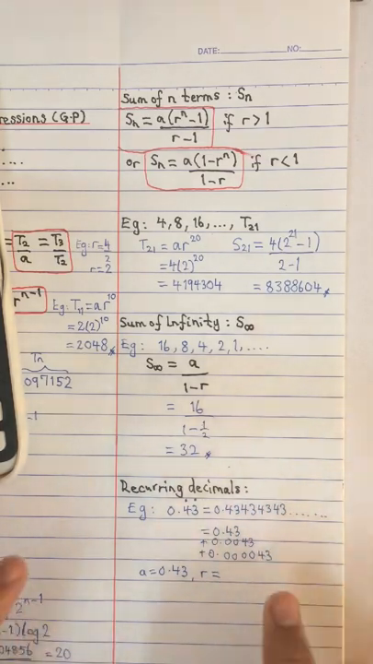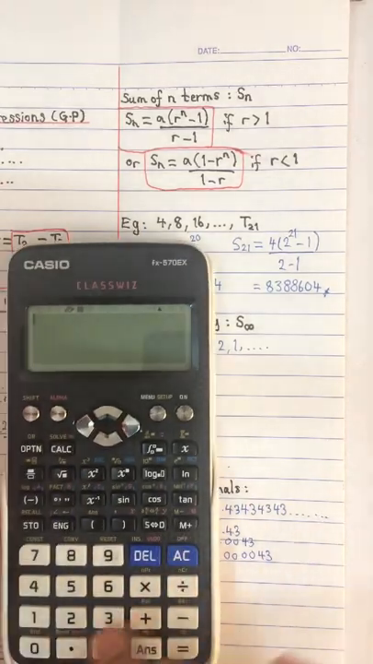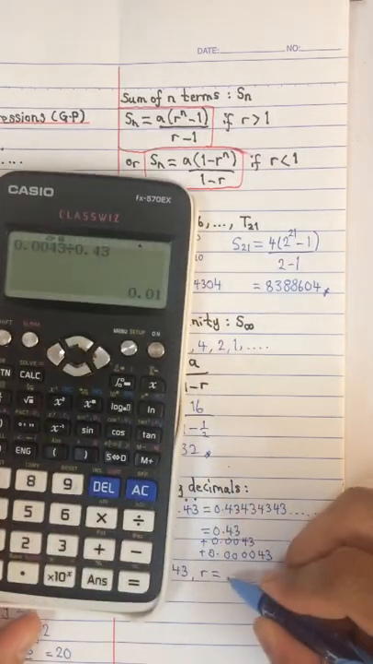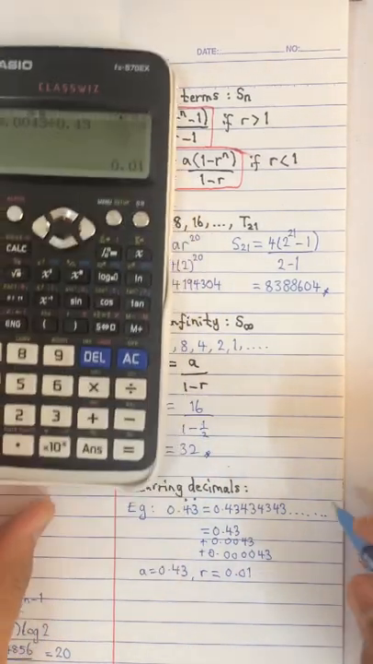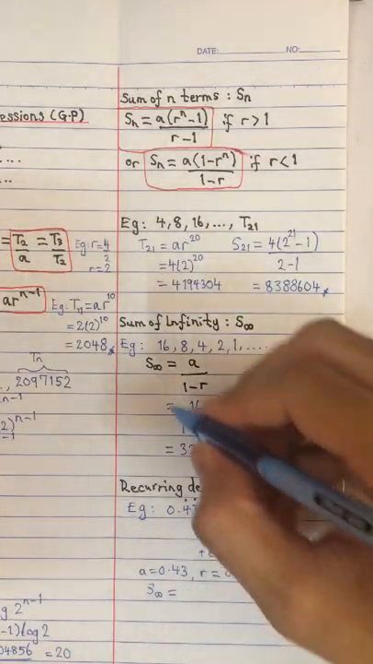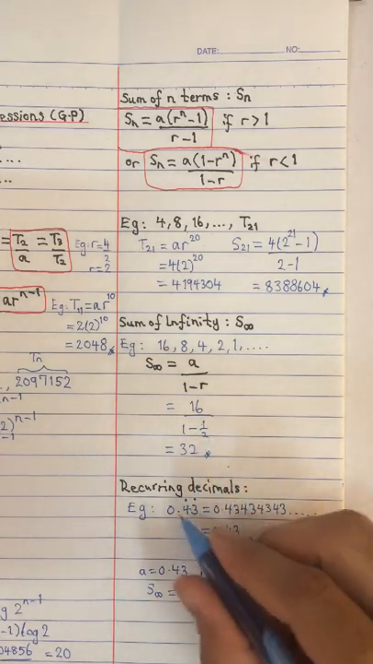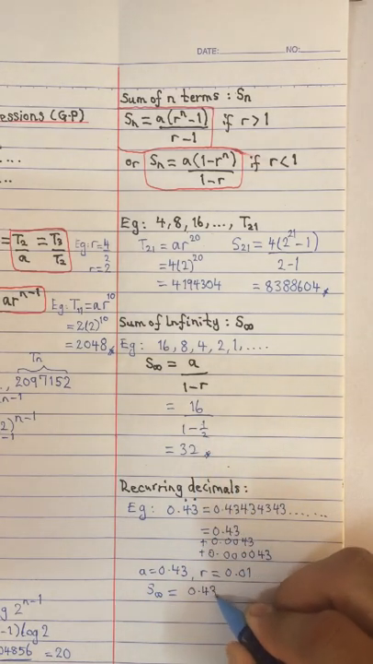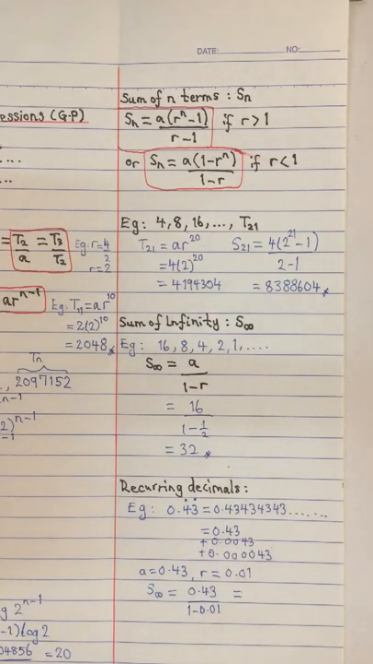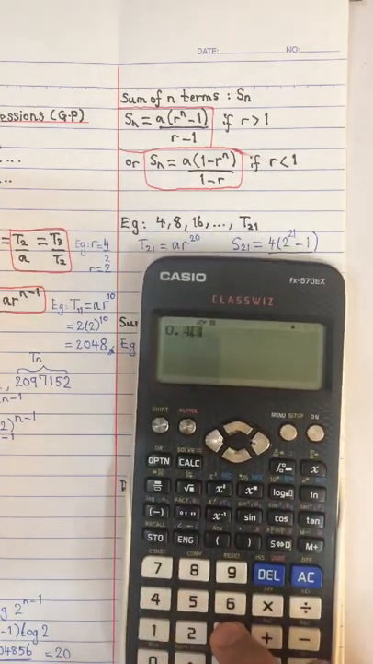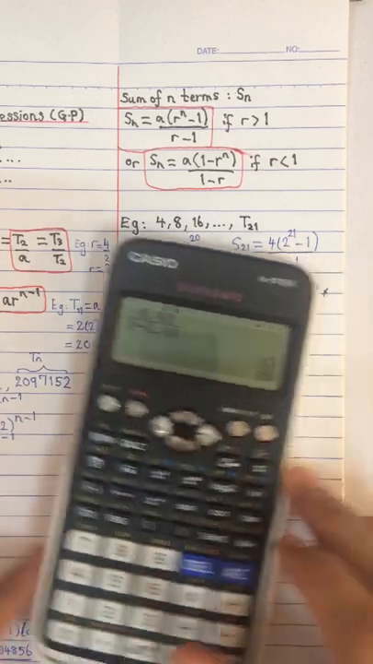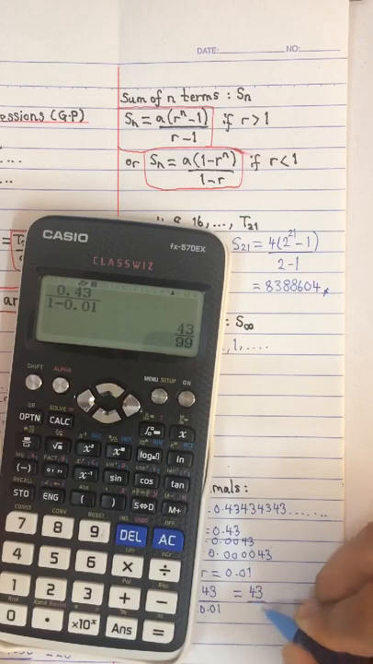The common ratio is 0.0043 divided by 0.43, so you will have 0.01. So the common ratio will be 0.01. Now by applying the formula, you want to find what fraction it equals. S infinity will be A over 1 minus R. A is 0.43, and 1 minus R will be 1 minus 0.01. If you press your calculator, 0.43 over 1 minus 0.01, the answer will be 43 over 99.